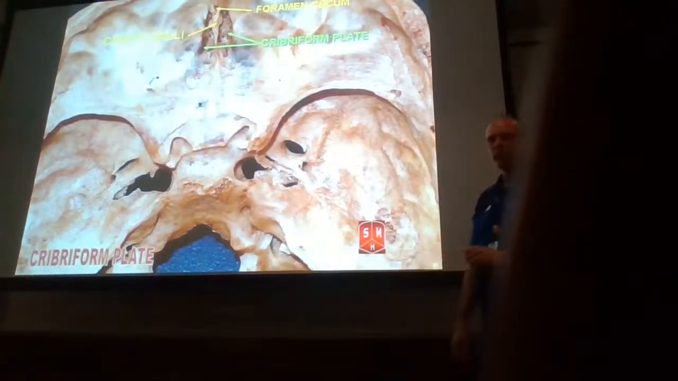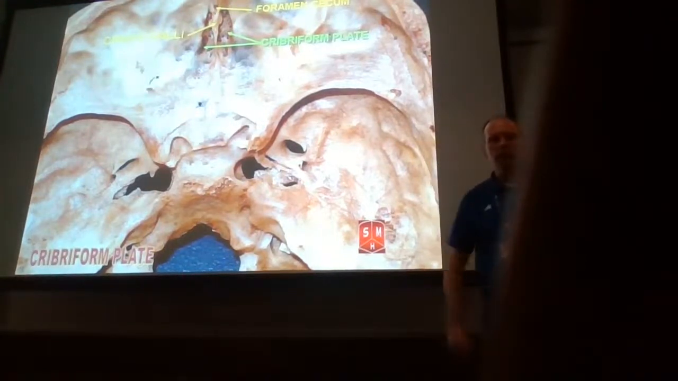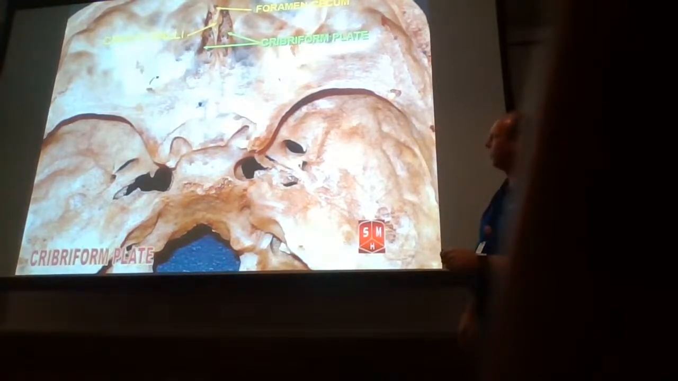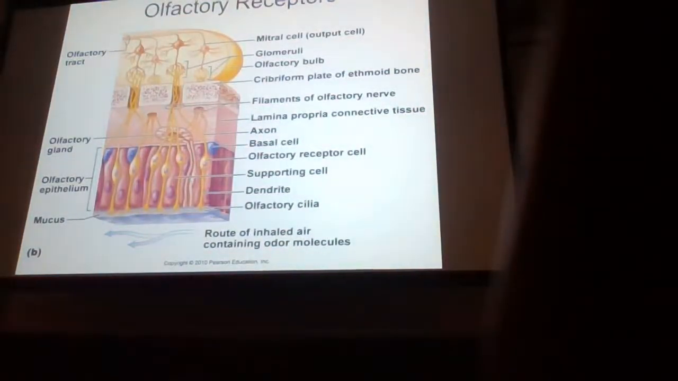You remember seeing this in the lab? That's why all these little holes are up here, right? Because those nerve endings, those axons and dendrites have to move through there in order to stimulate the cranial nerve. Okay? All right, so here we are. The molecule comes here, it gets sensed, and that stimulus is sent through the cribriform plate up to the olfactory bulb in the brain, which is responsible for interpreting this stimulus.